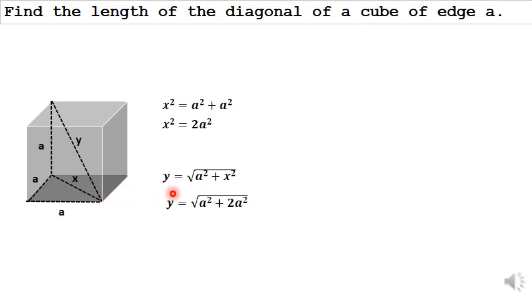So our y is equal to the square root of a squared plus x squared. And since our x squared is equal to 2a squared, then we'll have y equal to a square root of 3.